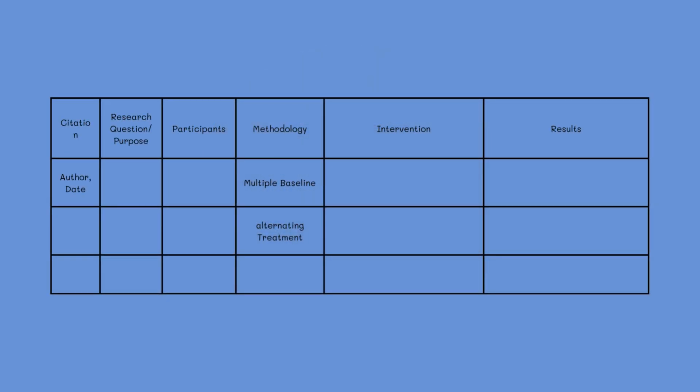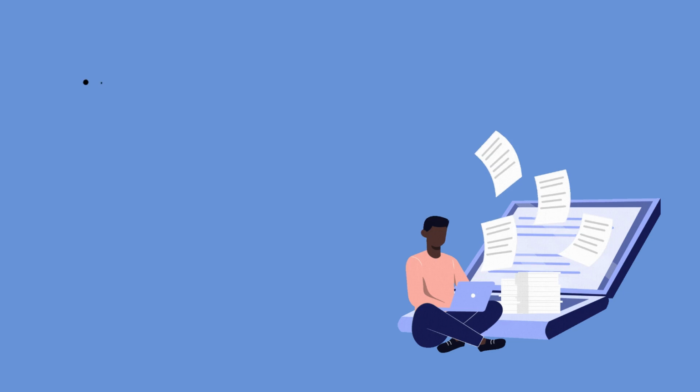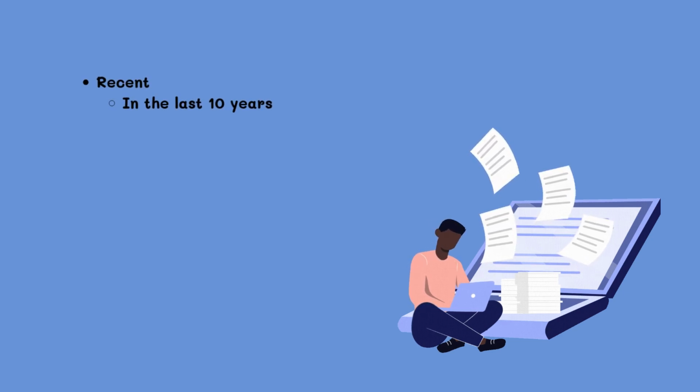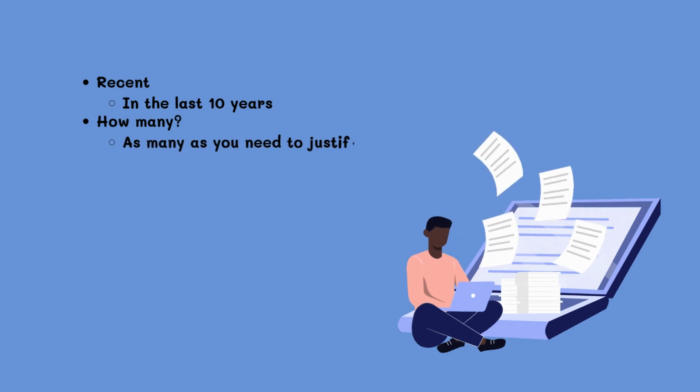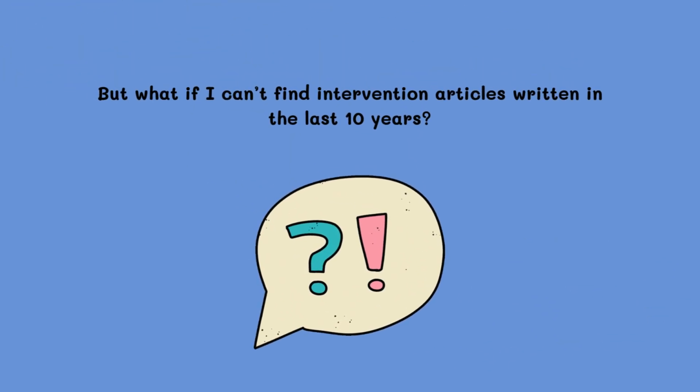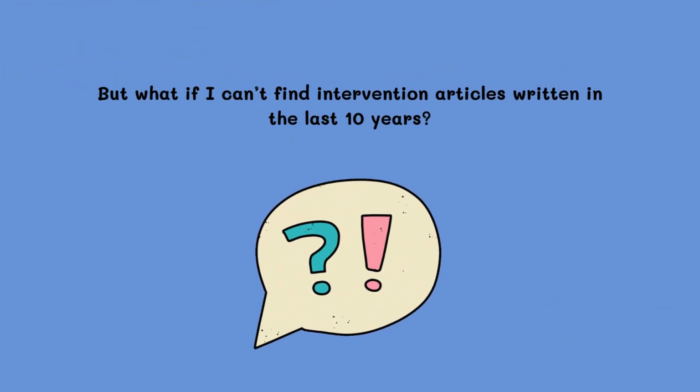My advice is to create a table and break it down by citation, research questions or purpose, methodology, participants, intervention, and results, and begin filling in that table with the information from your articles. Not only will it make it a lot easier to do your literature review, but it will also make it a lot easier to design your own research. Also, try to find recent articles, that is, in the last 10 years. And if you ask me how many articles you need, I'm going to tell you as many as you need to justify your research. But what if I can't find intervention articles written in the last 10 years?